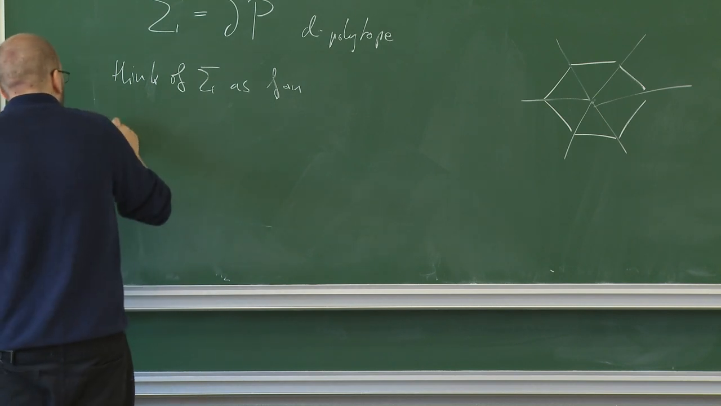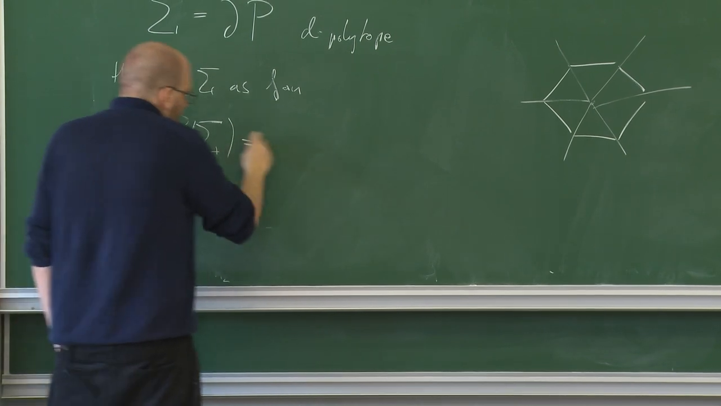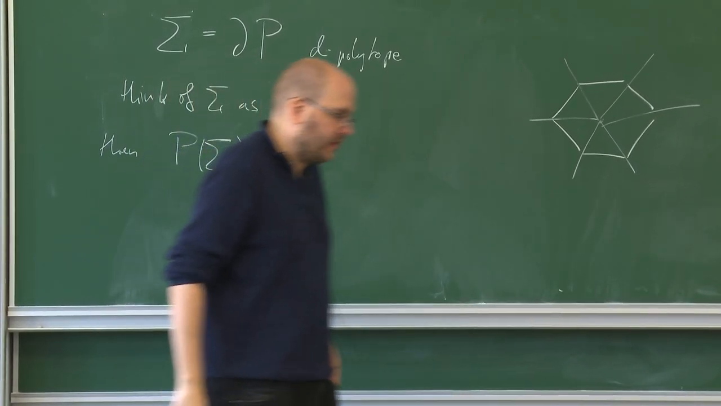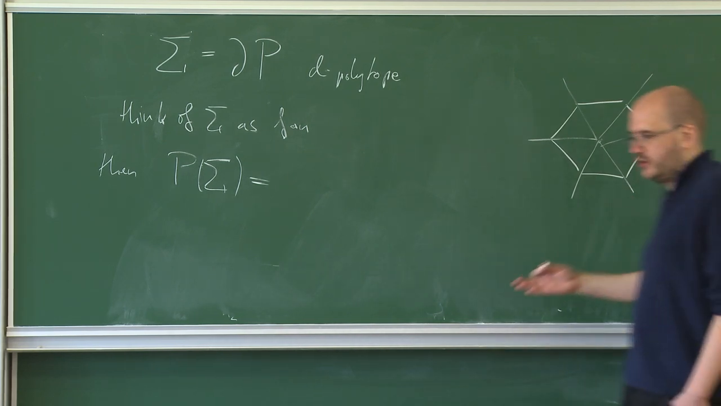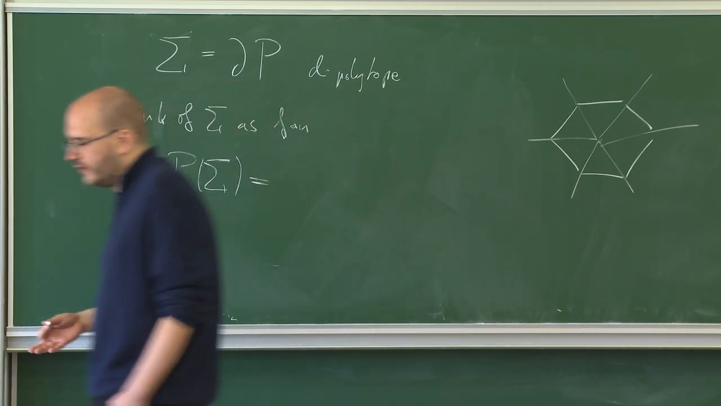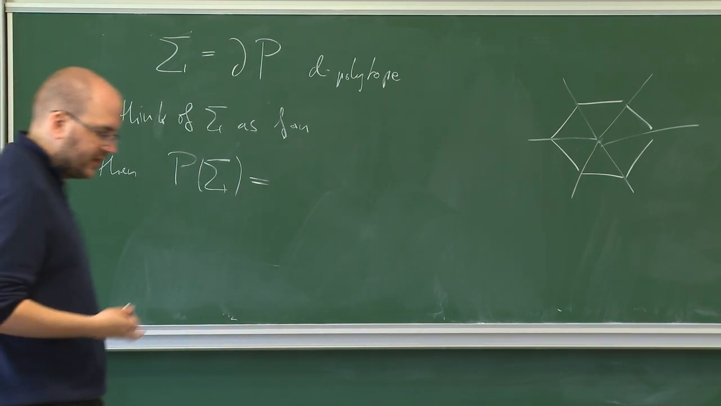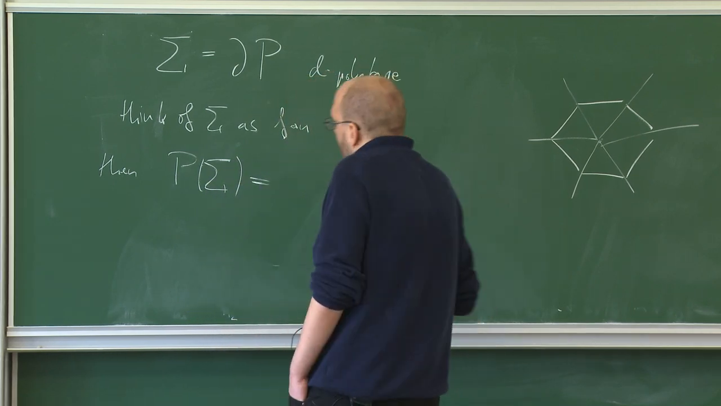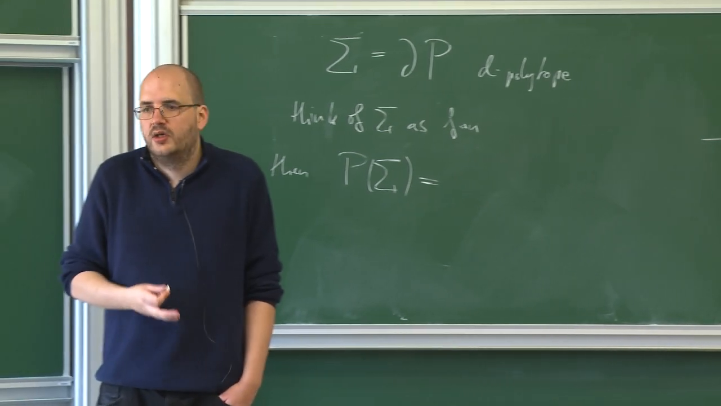Then we can consider the following algebra, P of sigma. This is the algebra of cone-wise polynomial functions on this fan. So these are cone-wise polynomial functions on the ambient space. If you want to think of this fan abstractly, these are continuous functions on the fan as an abstract cone complex, that when I restrict to any of the simplices, are polynomial.